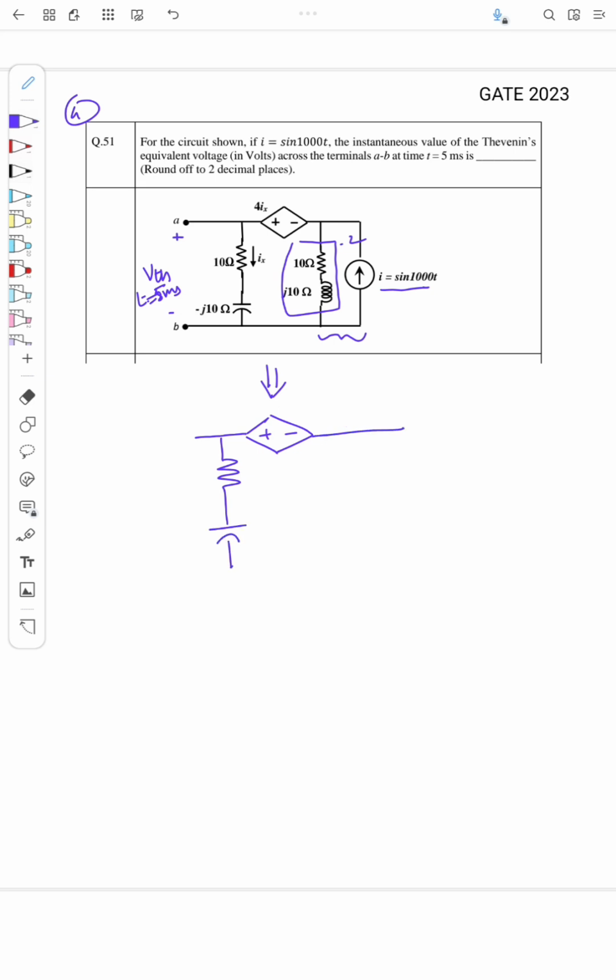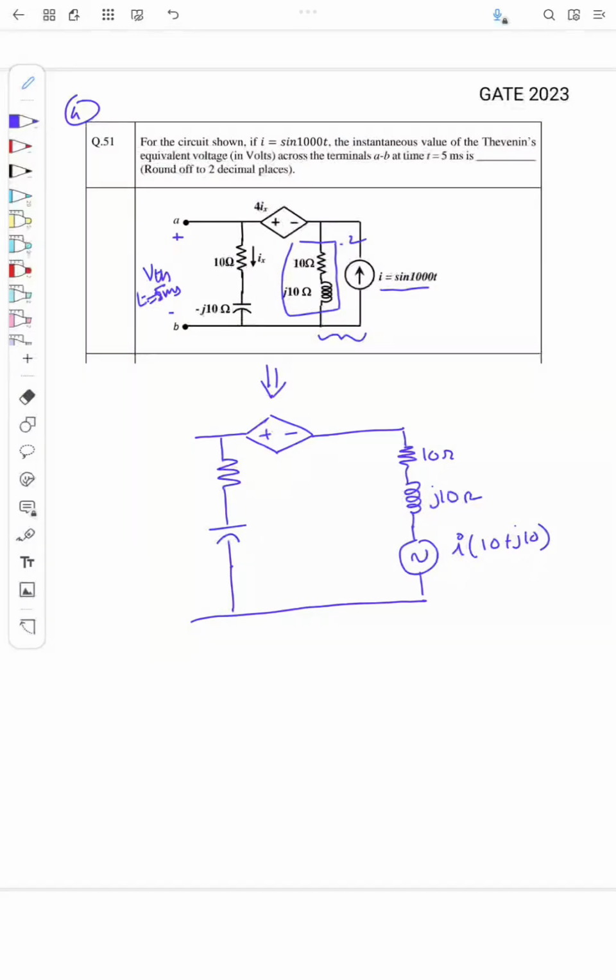So here I will convert this current to a voltage source. The impedance will be the same, voltage in series with the impedance. So I have the resistor here and the inductor, same as that. This is 10 ohm, this is J10, and it is connected in series with the voltage source. The voltage source value is the current I into the impedance 10 plus J10, right?